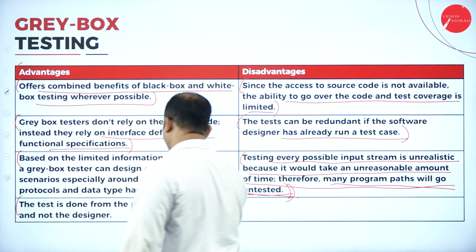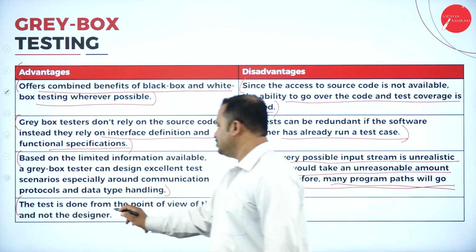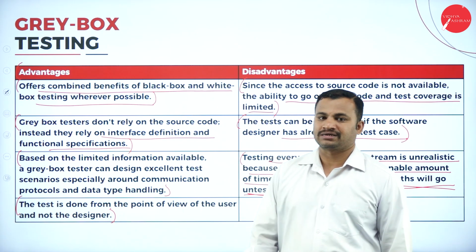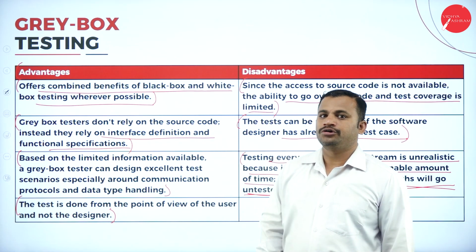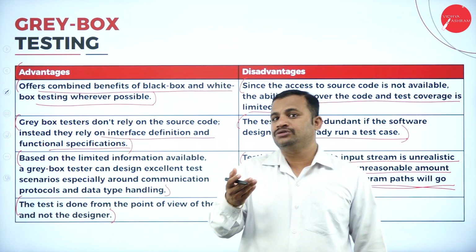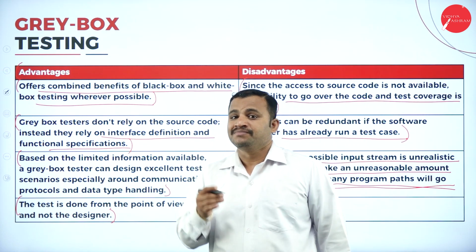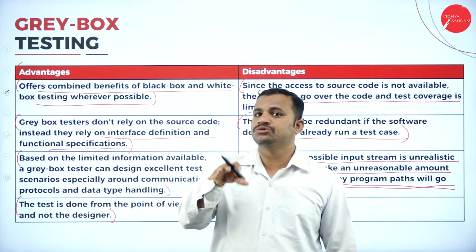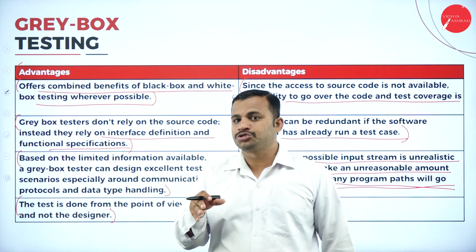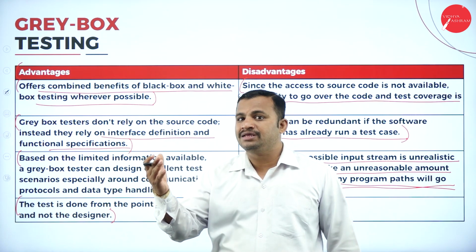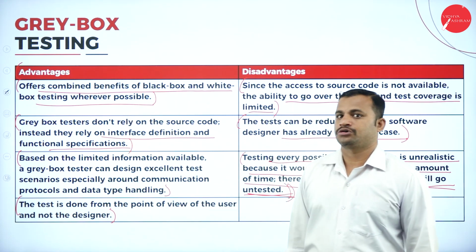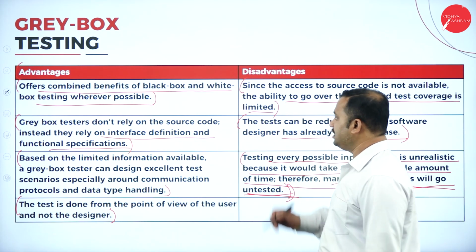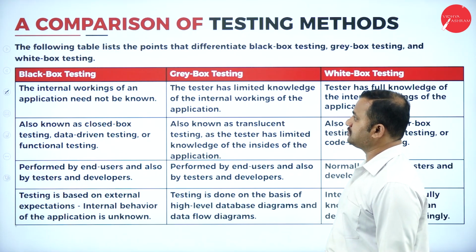The test is done from the point of view of the user and not of the designer. The test is carried out based upon the user point of view. That means the tester is going to test the software application as if the user is using the software application. That's why he will be able to experience the end user experience in gray box testing. That is the advantage and disadvantage.